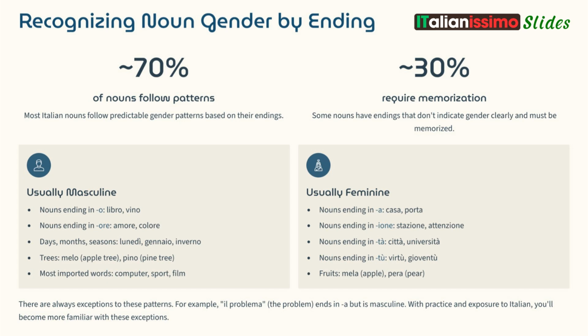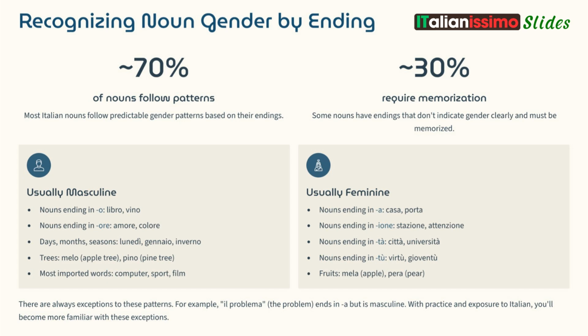Recognizing noun gender by ending. 70% of nouns follow patterns, which are predictable by ending. About 30% require memorization because the endings do not clearly indicate gender. Usually masculine: nouns ending in O, like libro or vino; nouns ending in ore, like amore or colore; days, months, and seasons, like lunedì, gennaio, inverno; trees, like melo and pino. Most imported words, like computer, sport, film.